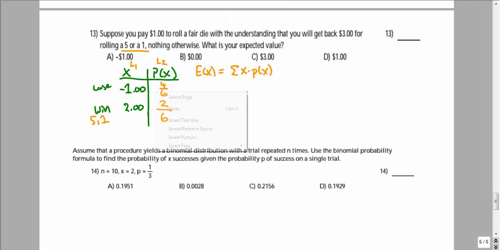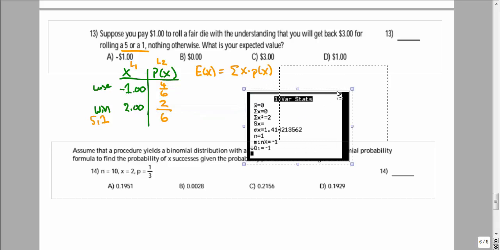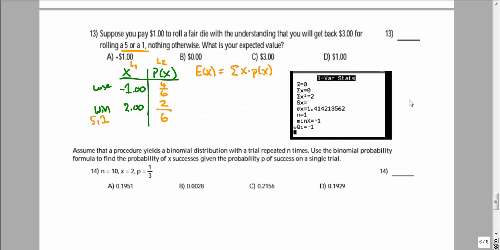This is not a very exciting game, because for this game it looks like in the long run, we're looking right here, my expected value is $0. So that would mean that whoever was sponsoring the game and paying out the $3 in the long run, they're not going to make money. And I guess on the counterpart of that, in the long run, you're not going to lose money or make money either. So it's kind of a zero-sum game here.